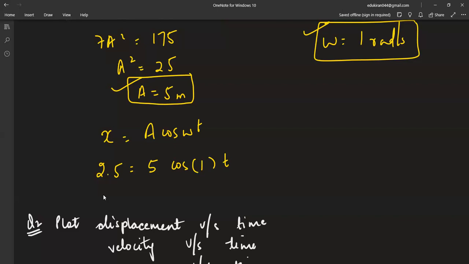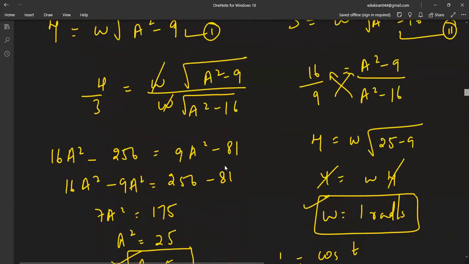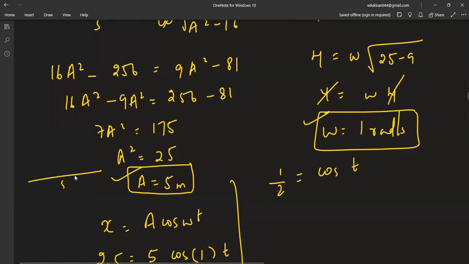So this will be 2.5 by 5. This becomes half, 0.5, yes, so that will be half. So half will be equal to cos t. The distance is given as measured from the extreme position. Total is 5. This is 2.5, this is 2.5. So when we are taking it from here, this is also giving 2.5.